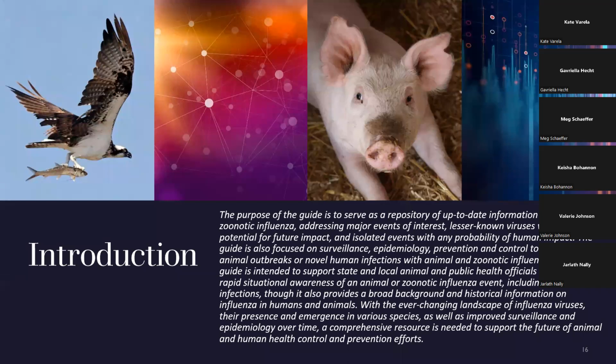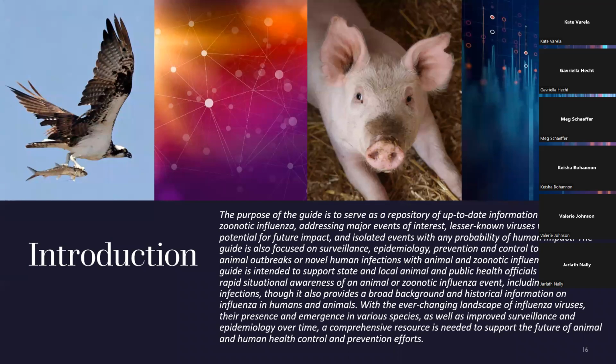The Zoonotic Influenza Reference Guide is intended to serve as a repository of up-to-date information on animal and zoonotic influenza that addresses major events of interest, lesser known viruses with the potential for future impact, and isolated events with any probability of human impact. The guide has extensive information on surveillance, epidemiology, prevention and control of animal outbreaks, as well as novel human infections with animal zoonotic influenza viruses. The guide is ultimately intended to support state, local, tribal, territorial, and city health officials and international health officials in acquiring rapid situational awareness on an animal or zoonotic influenza event, including novel human infections, but also provides a broad and extensive background on historical information about influenza in humans and animals.